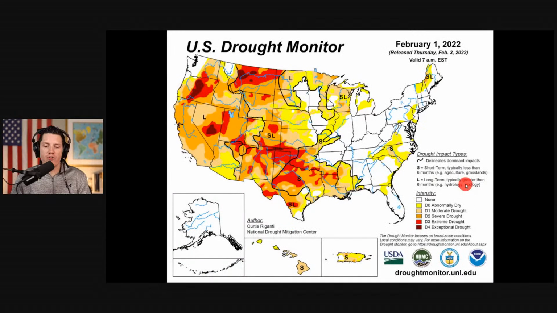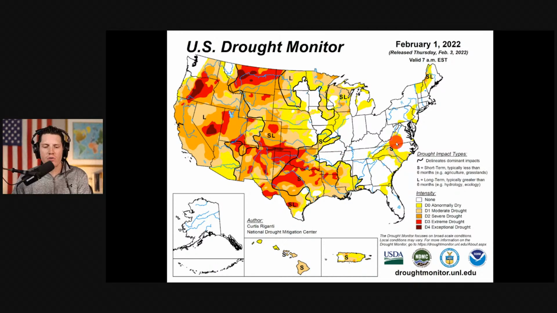USDA released its weekly drought maps yesterday. Drought is still very clearly active in the western part of the United States. If you look at the worst spots, like North Texas, western Oklahoma, a little bit of Colorado, Arizona, all these western states. Montana's pretty bad. The whole plains, at least the western half of the plains from North Dakota through South Dakota, Nebraska, Kansas, are still very much drought stricken.